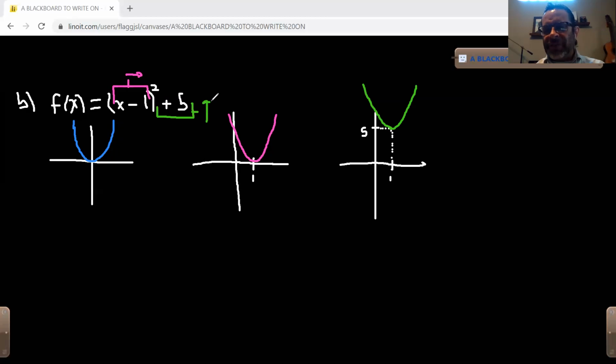Is that function even or odd? Neither. Correct, Andrea. Why? Because there's obviously no symmetry. I'm just going to do it so we can practice. I'm going to select x equals 1.